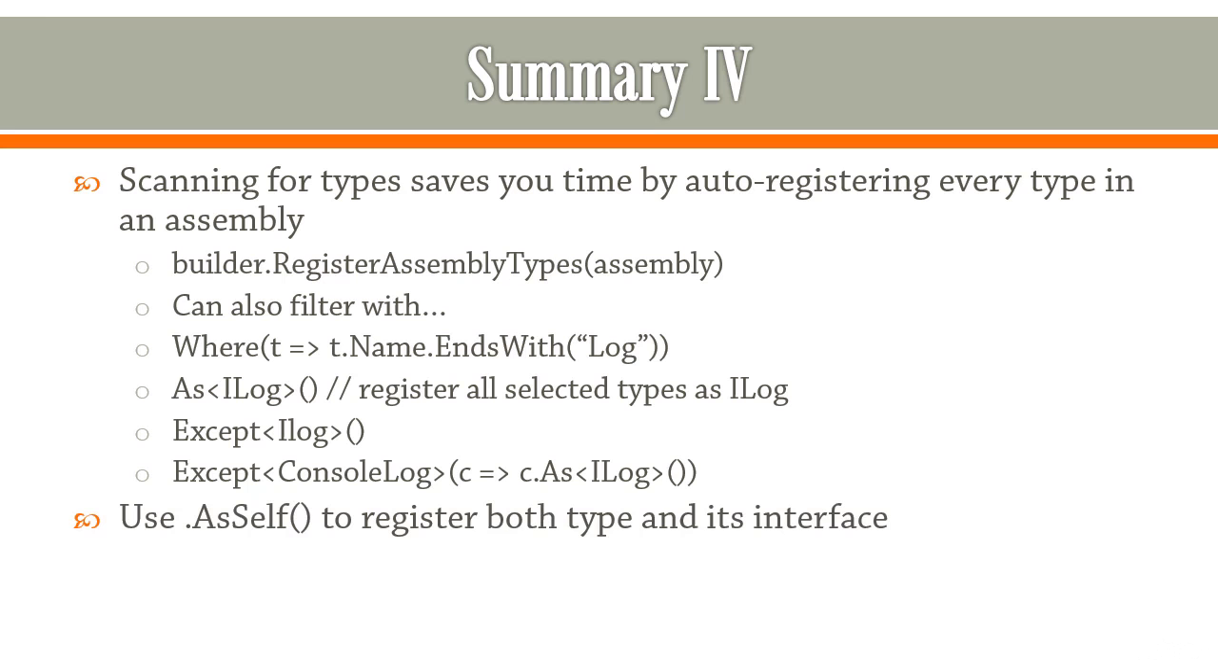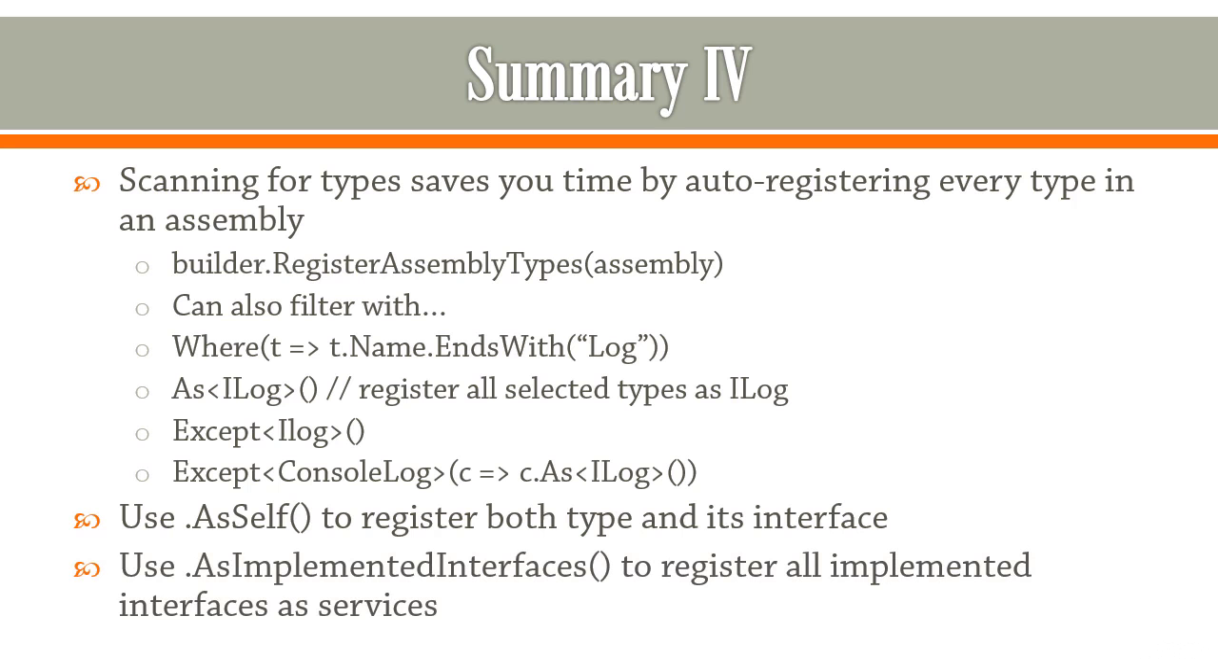Now, in addition, we saw the use of AsSelf, and essentially AsSelf registers the component as the component itself, in addition to any kind of service that you're providing. So if you want your ConsoleLog to be available as a ConsoleLog component and as an ILog, then you have to call AsSelf as well as calling the As function. So both of those are required. And we also saw AsImplementedInterfaces. This basically grabs a type like a ConsoleLog, looks for all of the interfaces which this type implements, and then registers each of those interfaces as a service.